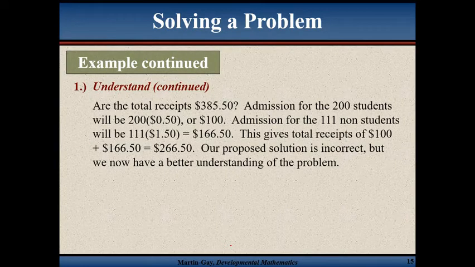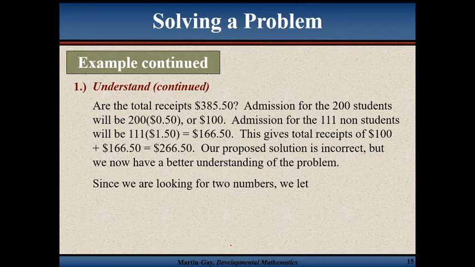But would those total receipts be $385.50? So admission for 200 students would be 200 times 50 cents or $100, while the admissions for 111 non-students would be 111 times $1.50, or $166.50. Okay, so this gives total receipts of 100 plus 166.50, which gives $266.50. Our proposed solution is incorrect, but hopefully you can see what we're doing with the problem here.